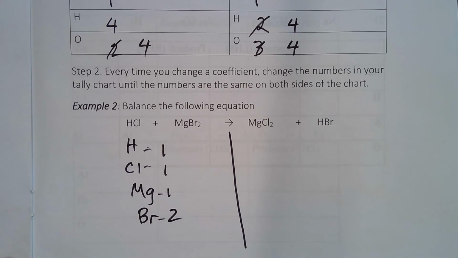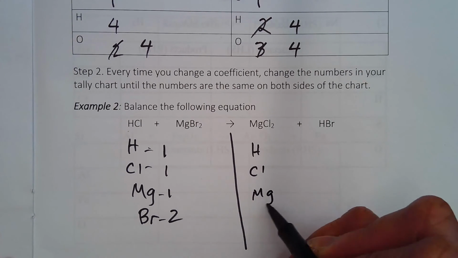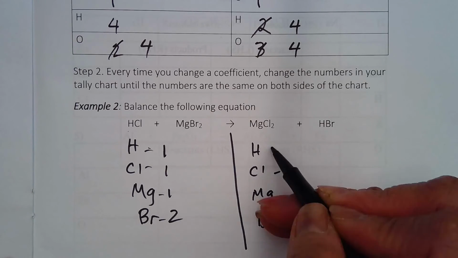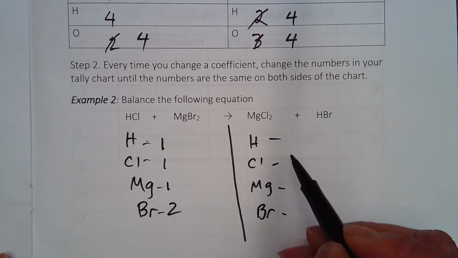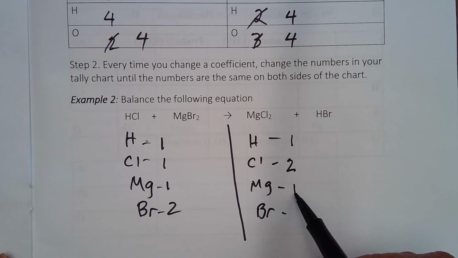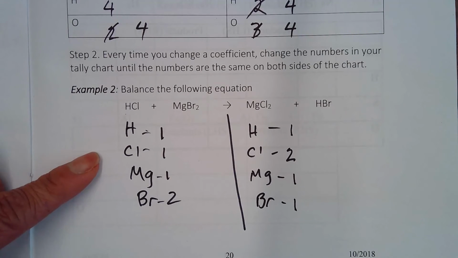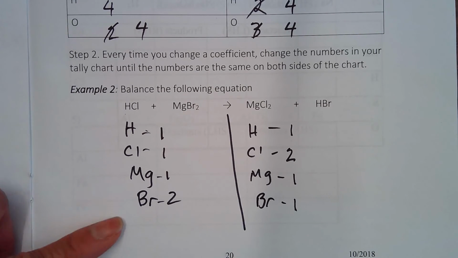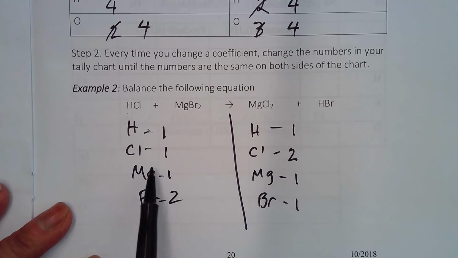How many Mg? One. And Br? Two. Okay. Now I'm going to rewrite this here, H, Cl, Mg, Br, in the exact same order, even if they're not in that order. So H, 1, Cl, 2, Mg, 1, and Br, only 1. So we have a problem with chlorine and magnesium, actually everything except hydrogen. Okay, so let's take a look at this one here.